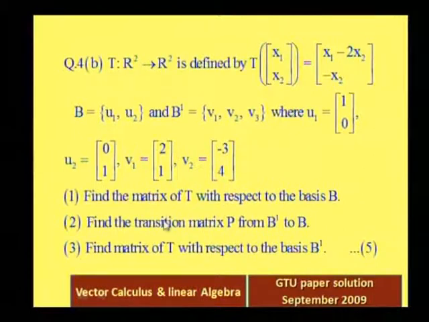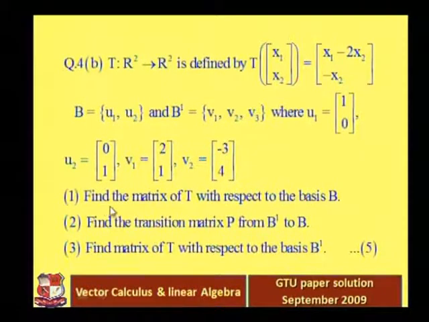Now here are some questions. First one is find the matrix of T with respect to the basis B, and second, find the transition matrix P from B dash to B. Third one, find the matrix of T with respect to the basis B dash. This question was asked for 5 marks.